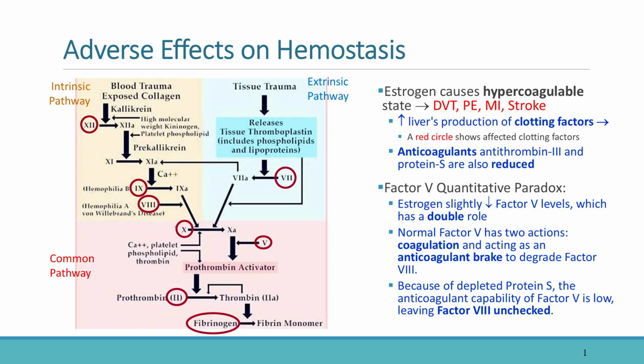The slide also explains the factor V paradox. Although estrogen slightly reduces factor V levels quantitatively, the anticoagulant regulatory role of factor V becomes impaired because of a concomitantly reduced protein S activity. This leaves factor VIII activity relatively unchecked and contributes further to thrombosis risk.